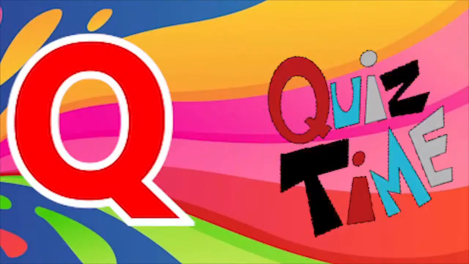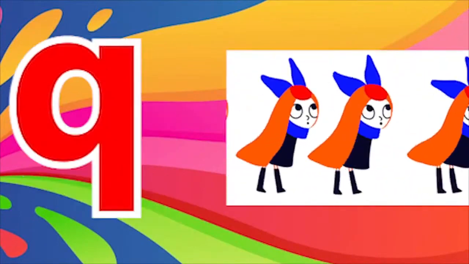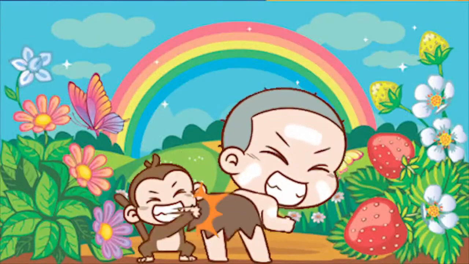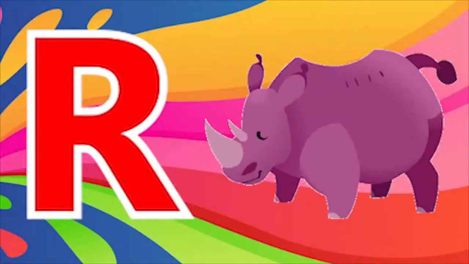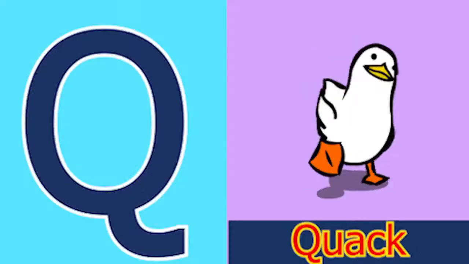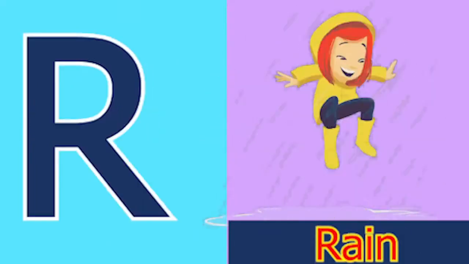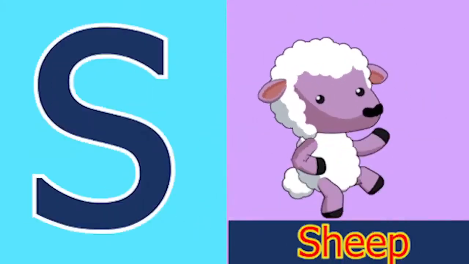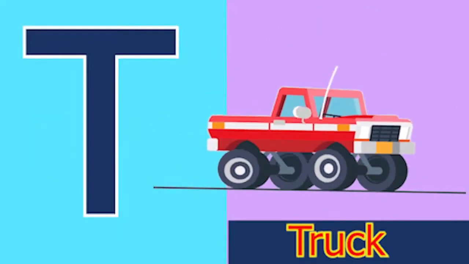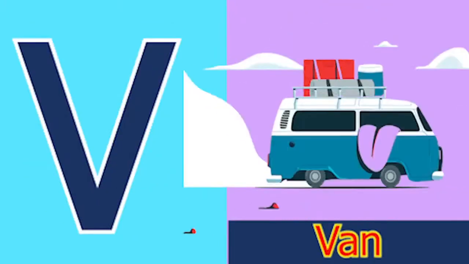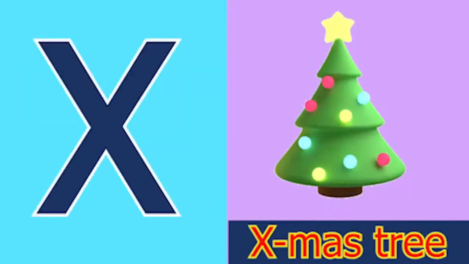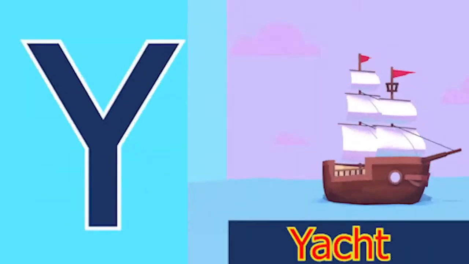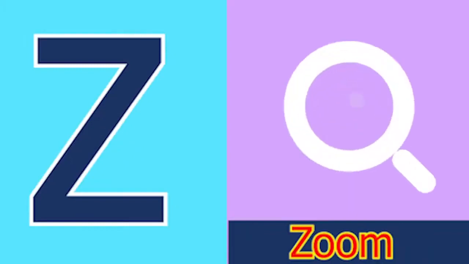Q for quiz, Q for cube. G g g. R for rhino. For quack and R for rain. S for sheep and T for top. U for utensil, V for van. W for wheel and X for Xmas tree. Y for yak and Z for zoom.